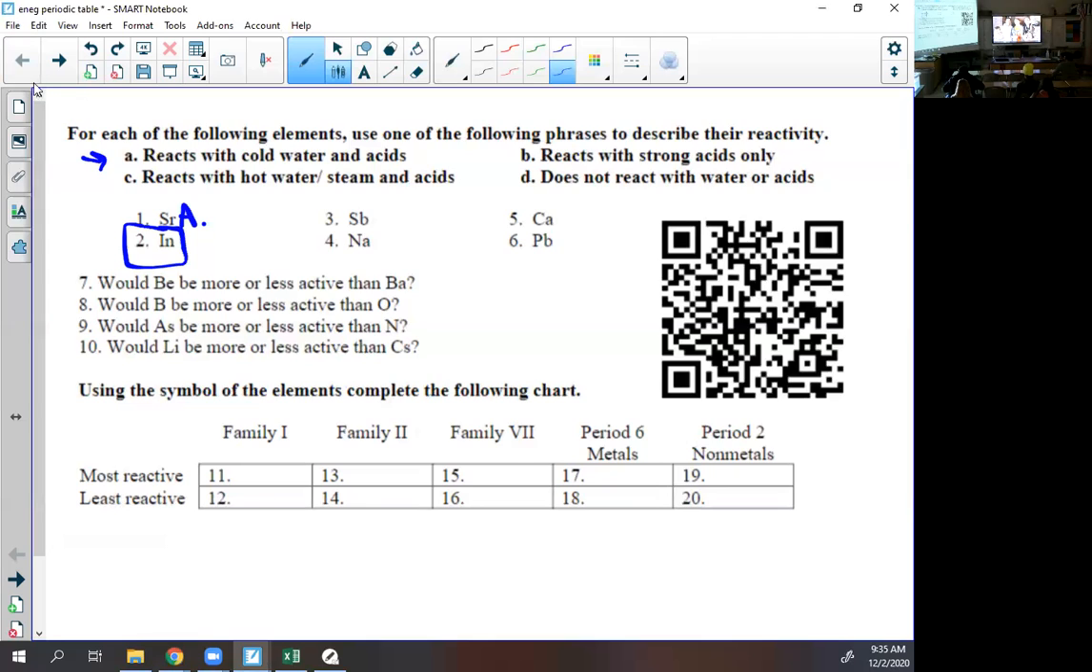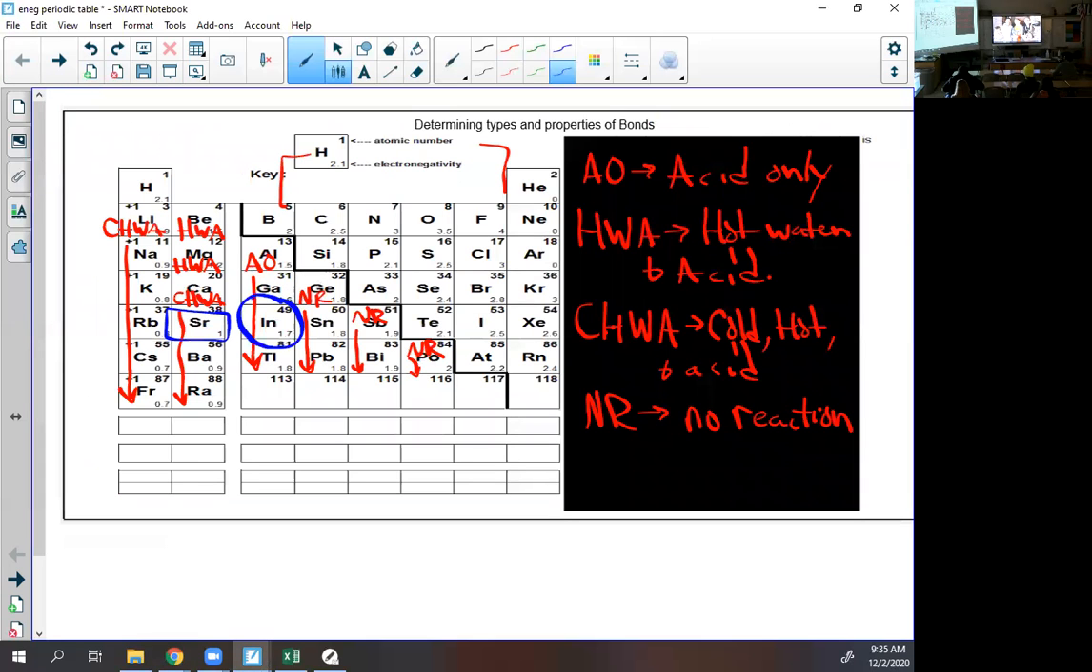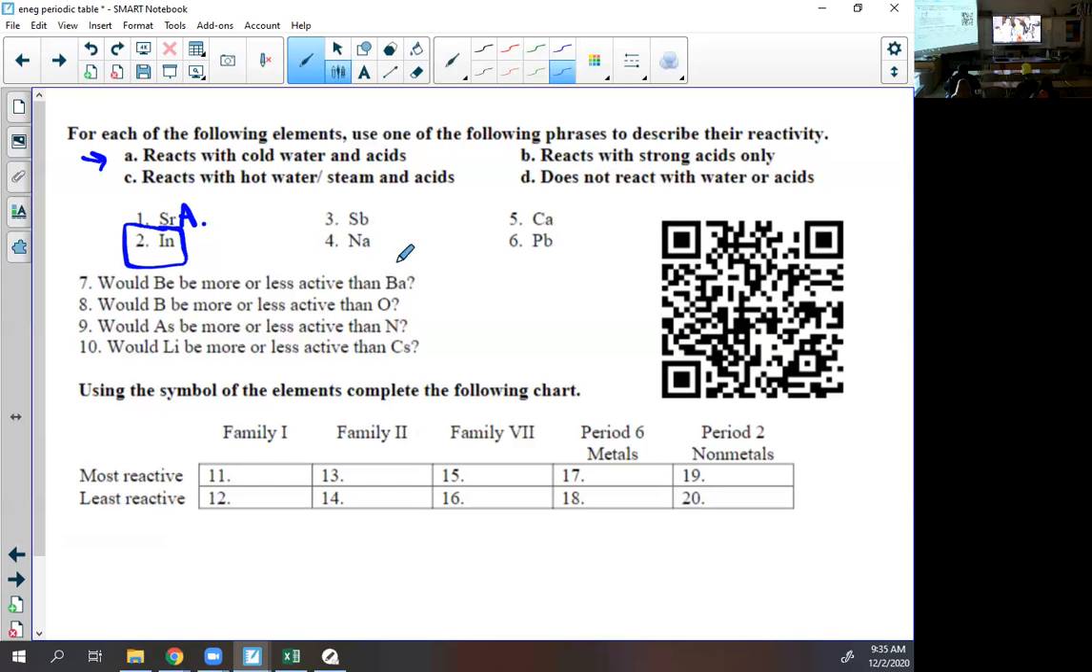So I go to IN, and it is right here. It reacts with acid only. You probably said B when I said I thought I heard D. They're close. All right, so that was correct, B. All right, thumbs up if you can answer the next 6 of those, or the next 4. Okay, so I'll leave you with that.